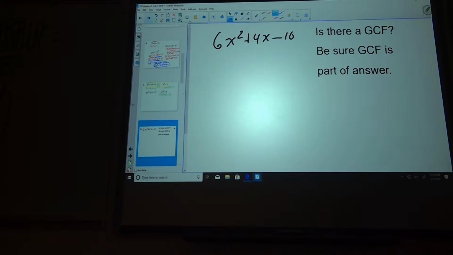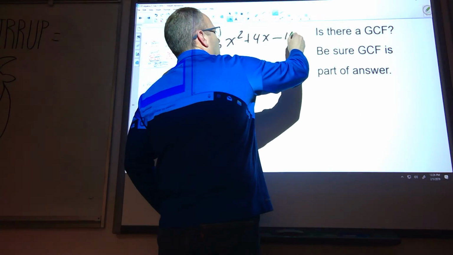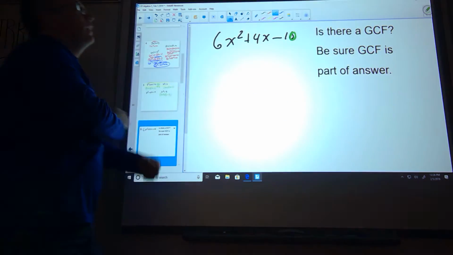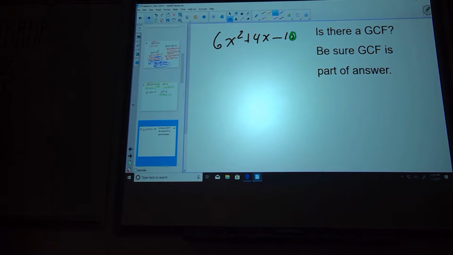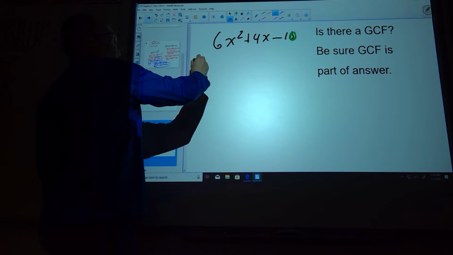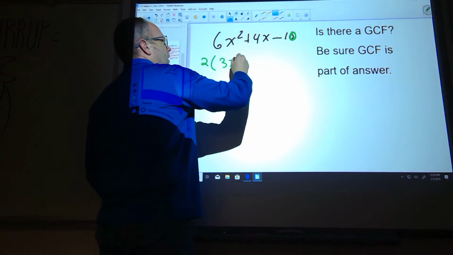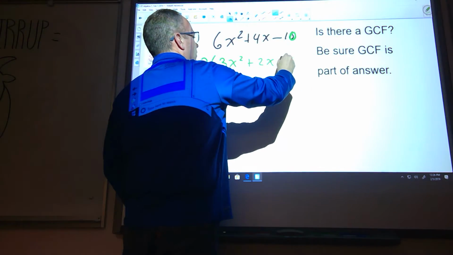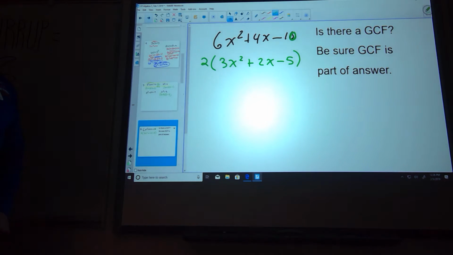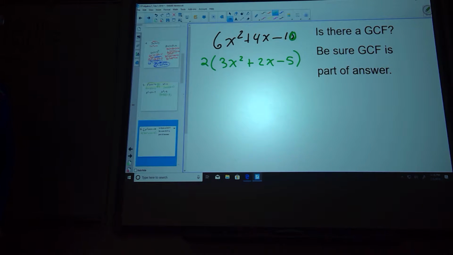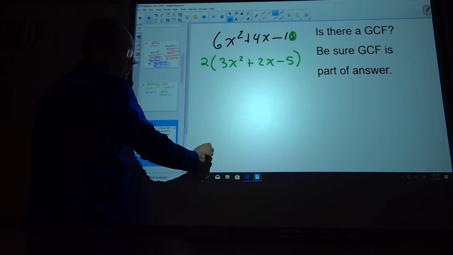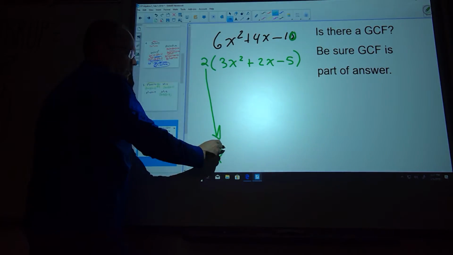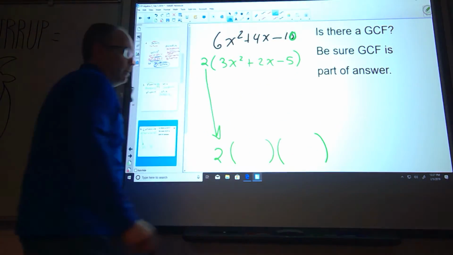All right. Is there a greatest common factor between 6x squared plus 4x and, I believe that's a 10. If not, I'm going to make it a 10. Is that okay? What do I have in common? 2. Agree? So if I factor 2 out, I get 3x squared plus 2x minus 5. Is that okay? Be sure the GCF is part of the answer. Okay. I'm going to bring this 2 straight down. That'll be where I put my answer.